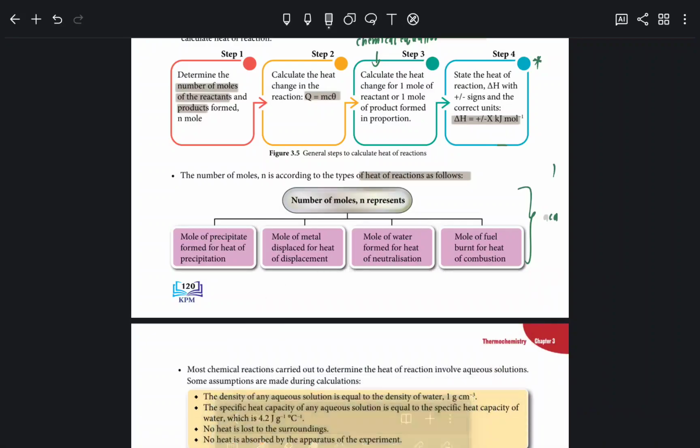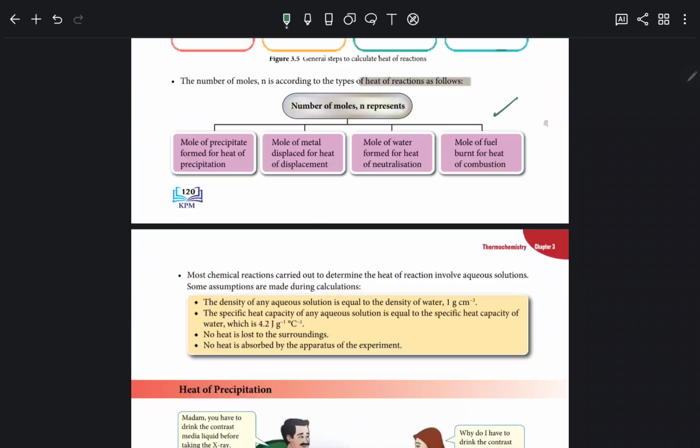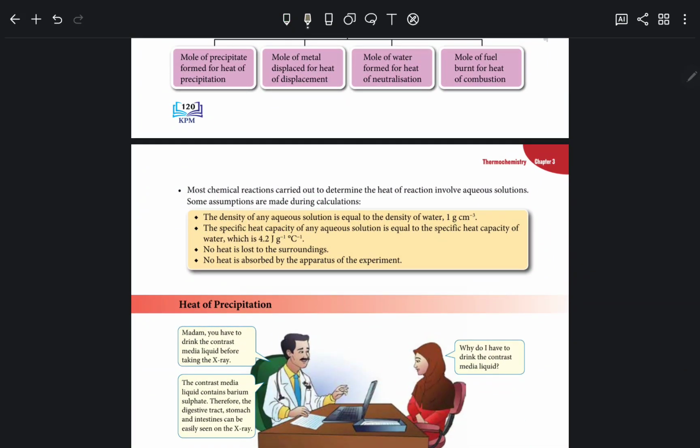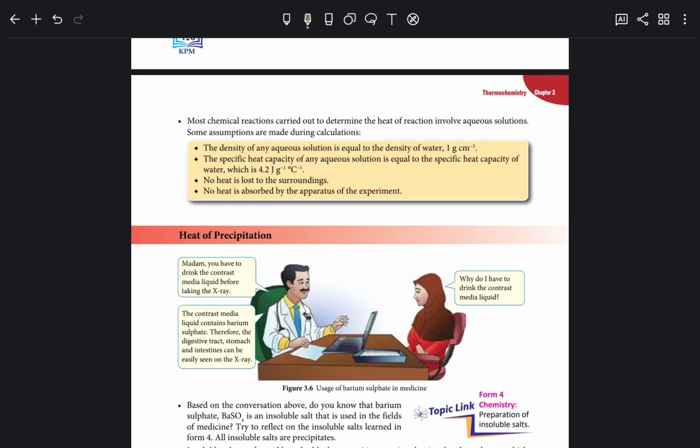Okay, once you've entered the further topic, as for now you can just read first. So I put a tick for reading. Okay, and then most chemical reactions that are carried out to determine heat of reaction involve aqueous solution.